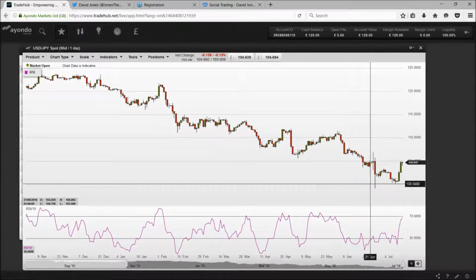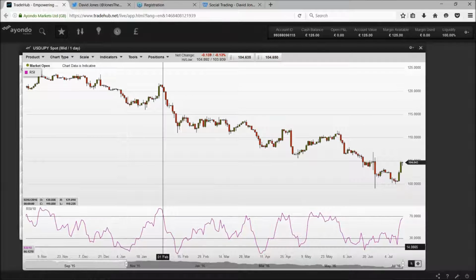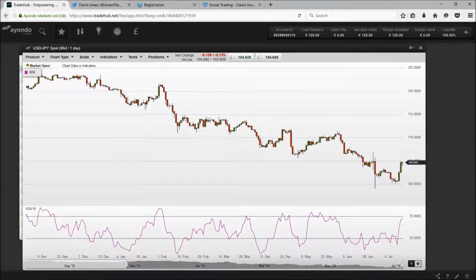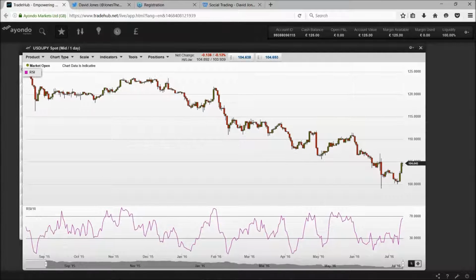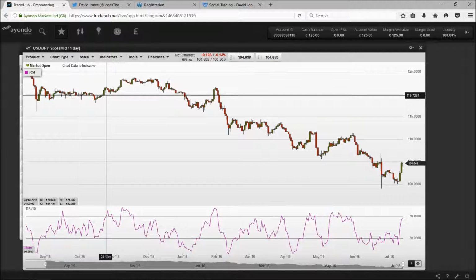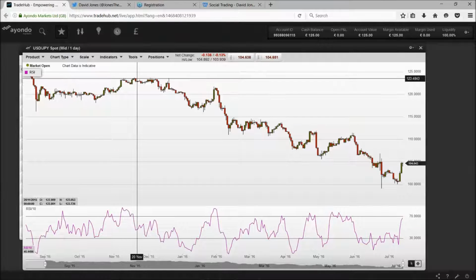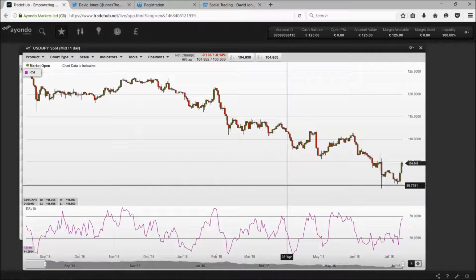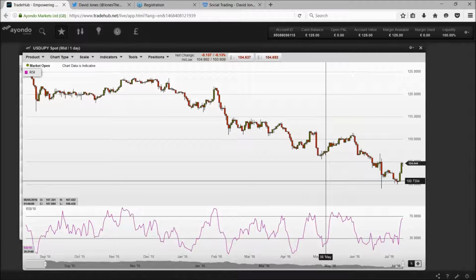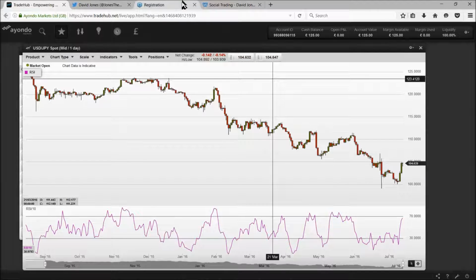So we have seen something of a reaction to that by the dollar. But if we look at the slightly bigger picture, it's a really interesting one in dollar yen. If we look at the moves since November last year, it's gone from 123 down to 100. So we've seen a sizable move lower in dollar yen.